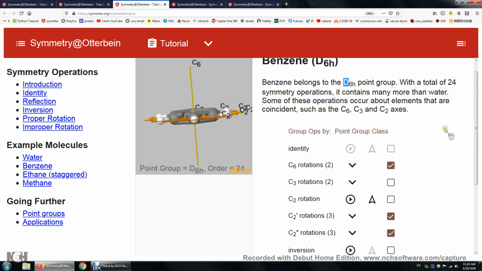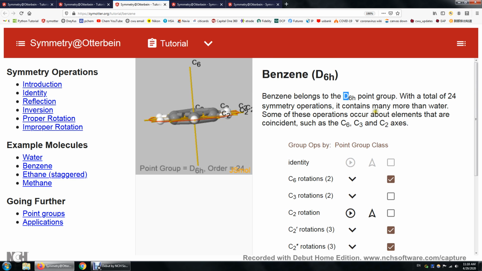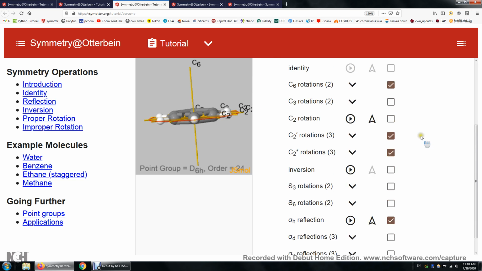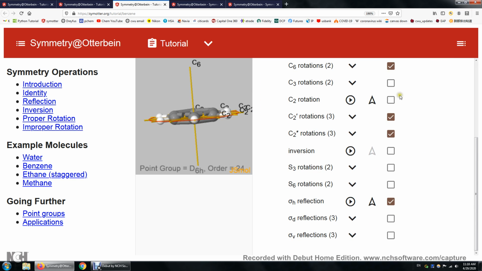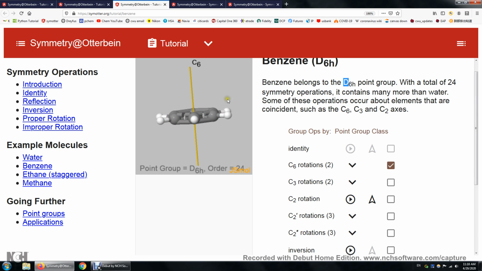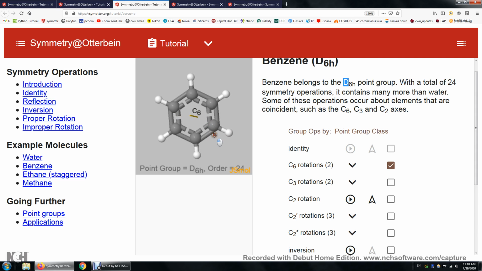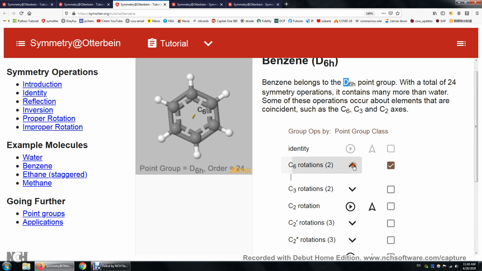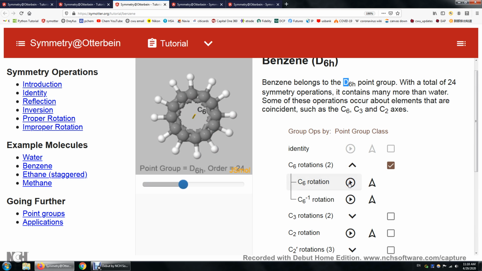Alright, so now let's look at some of the symmetry operations. Let's look at the principal rotation axis first. We're going to rotate. You can rotate 60 degrees or negative 60 degrees. So there are two different operations here. This is 60 degrees. This is negative 60 degrees. Alright.